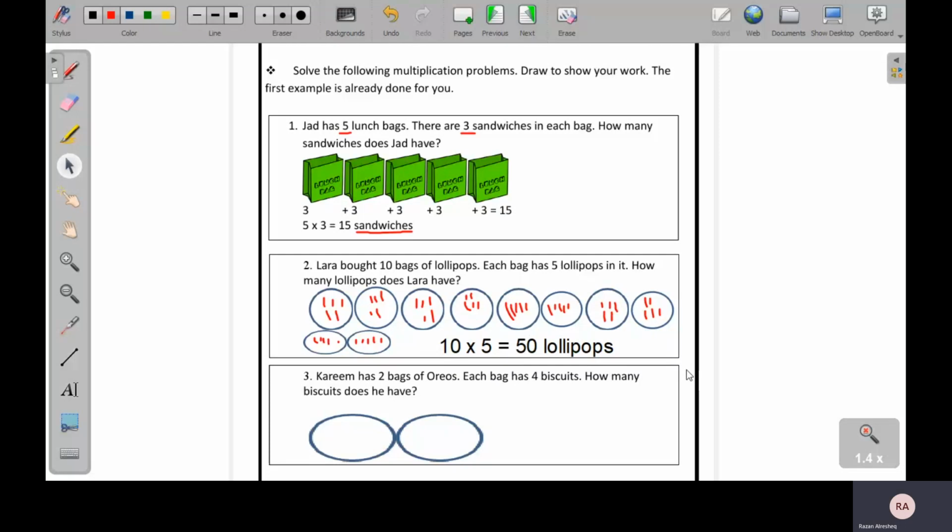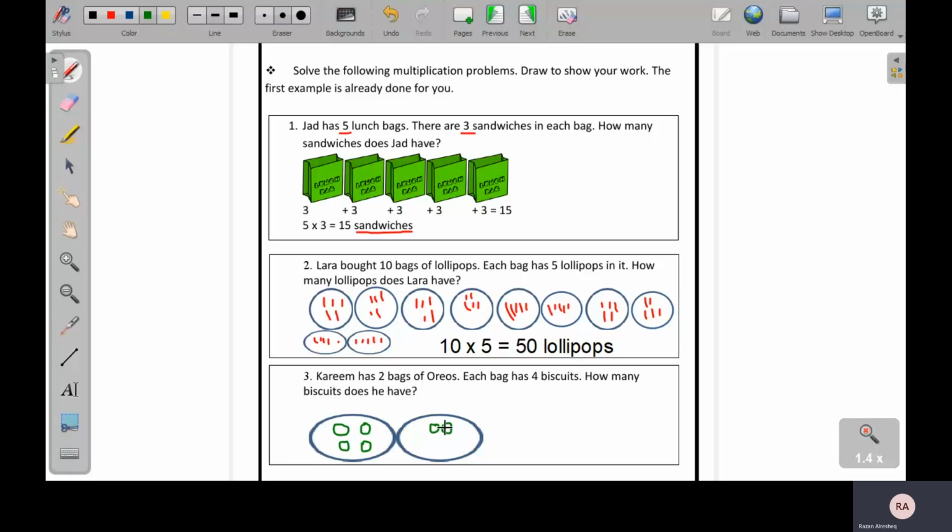Kareem has 2 bags of Oreos. Each bag has 4 biscuits. How many biscuits does he have? So here, it's like you're imagining the situation in your head. I know that Kareem has 2 bags of Oreos. So here's the 2 bags that he has. Inside each bag, I'm going to place my 4 biscuits. All right? So I have to equally distribute the number of biscuits I have. So the first one's completed.